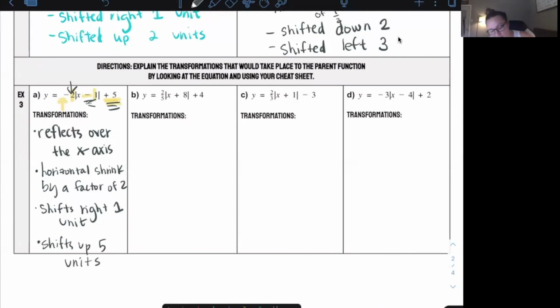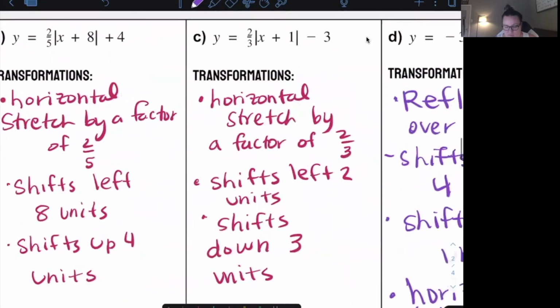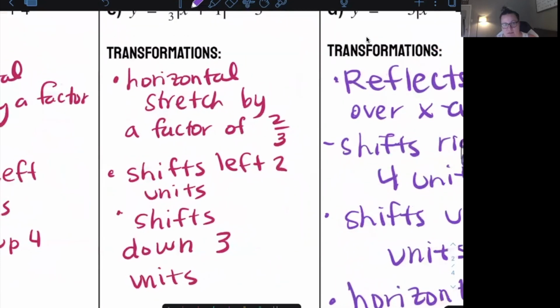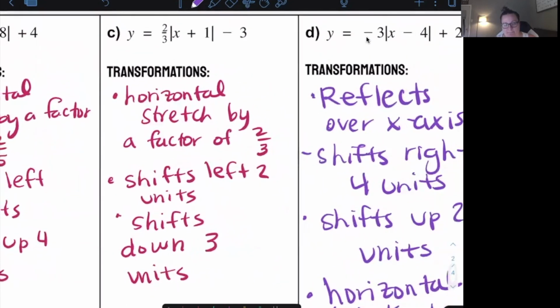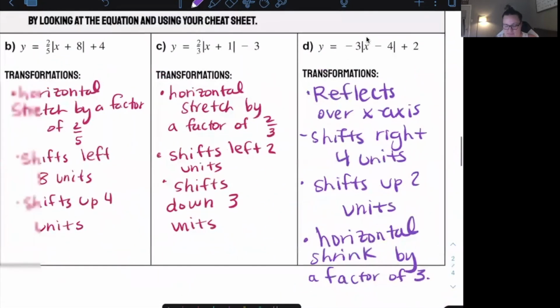So why don't you go ahead and try B, C, and D on your own. Press pause and then press play when you're ready to check all of your work. Go for it. All right, these are the transformations I found for part B. Go ahead and check your answers. For part C, and for part D.